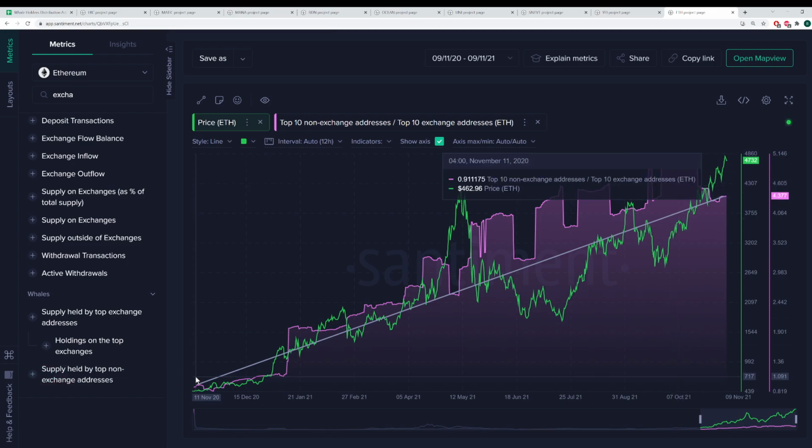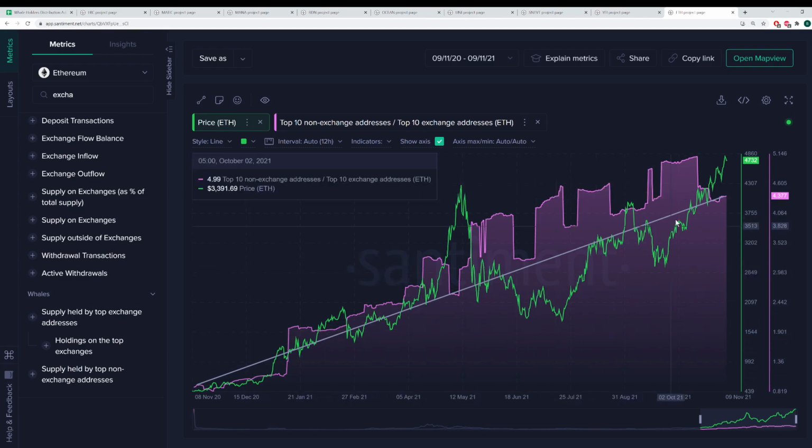And going back a year, there was about an even amount, maybe 0.94. So there was actually more coins in the top 10 exchange addresses than there were in the top 10 non-exchange addresses. But that's changed in a hurry. And it actually peaked up at about 5.1 times the amount held on the top 10 non-exchange addresses versus top 10 exchange addresses. So you can see what a difference a year makes and really what that does to the price. And of course, this is not the end all be all metric, but there is undoubtedly a correlation when you look at these two metrics together. So just wanted to show that off to you guys.